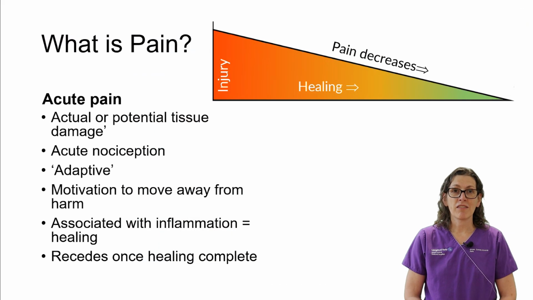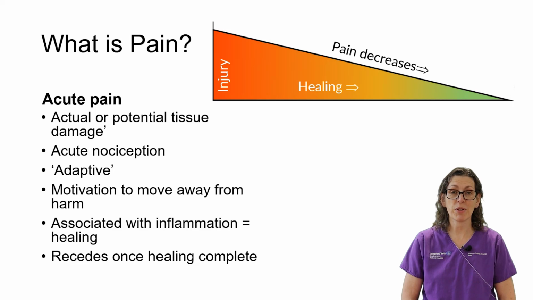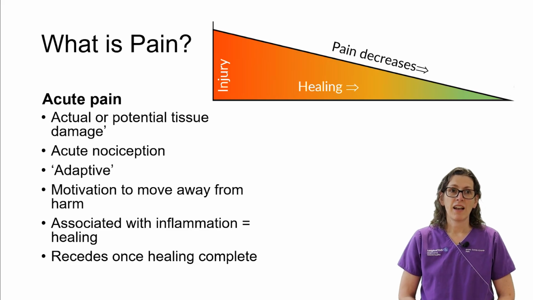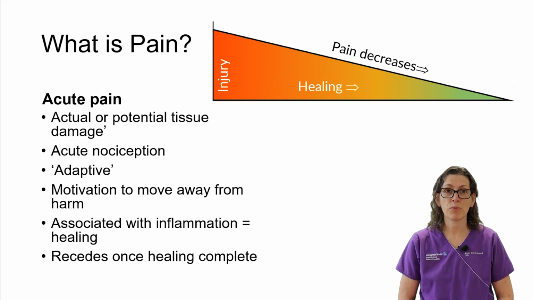So acute pain, we need to first think about, is related to actual or potential tissue damage. It tends to be acute focused pain. It's adaptive. So the point is, it is useful pain. It helps us to understand that we need to move away from the source of the pain. It's associated with inflammation and healing. And it tends to recede once healing is complete in the normal situation.